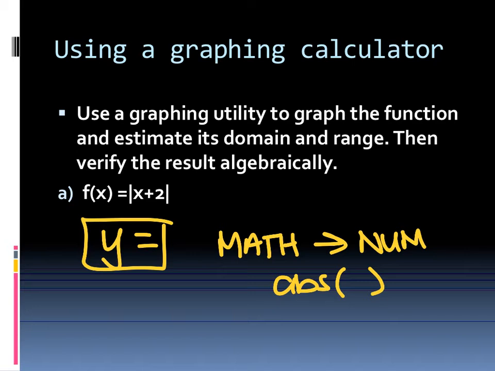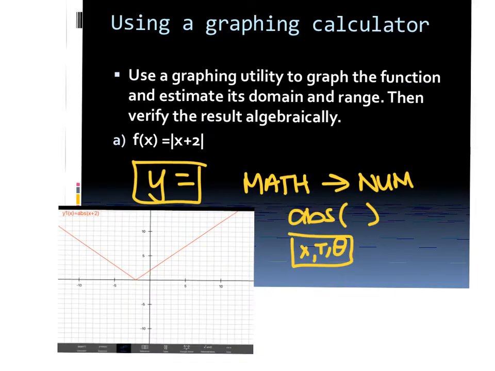You're going to type that, and then you're going to enter x plus 2. Your x is the little button that says x, comma, t, comma, theta, and so on. Okay, but that's your variable button. You don't have to use the text x. That's your variable button. And then you're going to do the plus 2. All right, so I graphed it, right? This says use the graphing utility to graph the function, estimate its domain and range, and then verify the result algebraically.